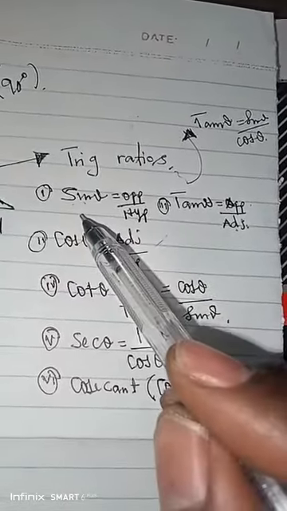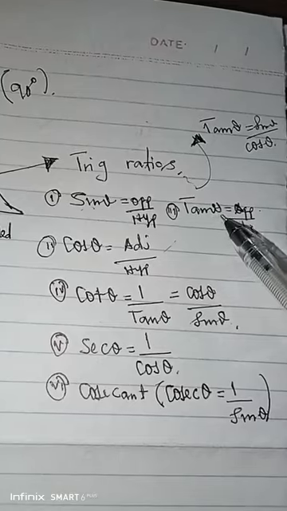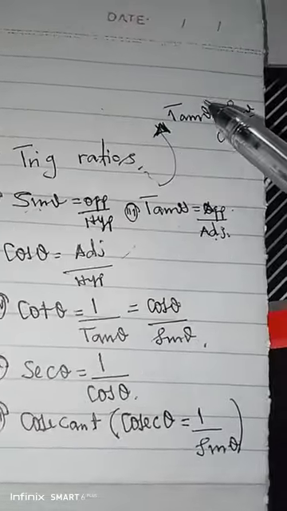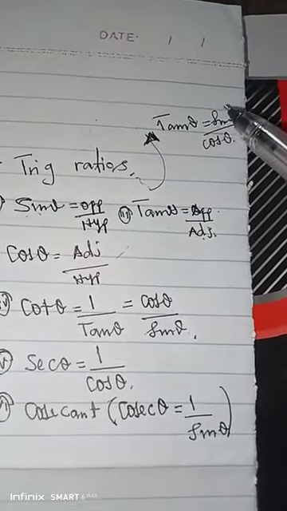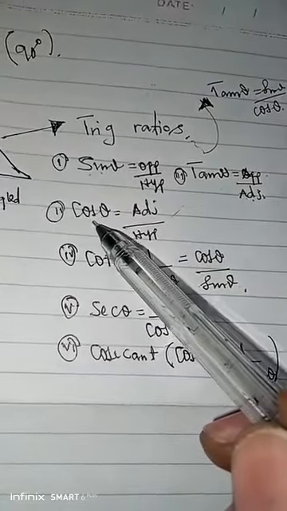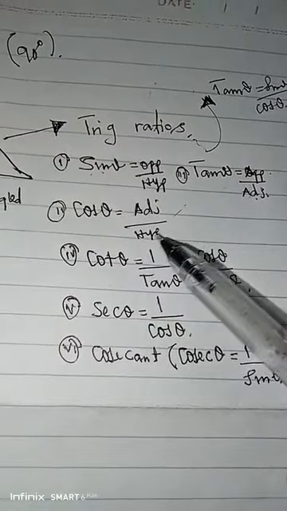So sine theta is equal to opposite over hypotenuse. Tan theta is opposite over adjacent. And the other identity for tan theta is sine theta over cos theta. Cos theta is just going to be equal to adjacent over hypotenuse.